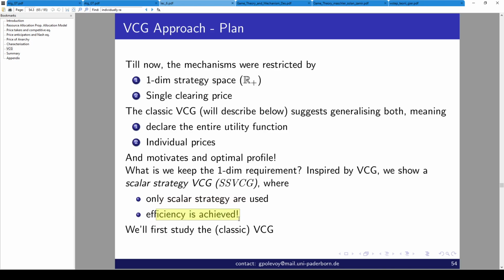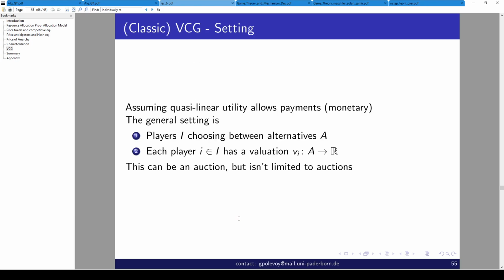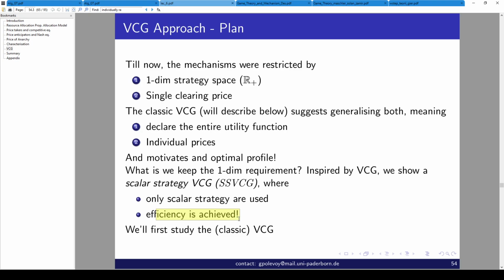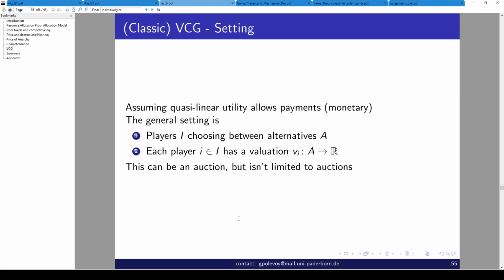But first, of course, we need to study what the classical VCG is, and I said it's much more important than studying this scalar strategy VCG, because scalar strategy VCG is something which we are going to use here. But the classical VCG is a very known mechanism, which is something you definitely want to know. It's also used in many applications. In a way, it's used in eBay in another certain way. It's definitely widely used, theoretically and practically.